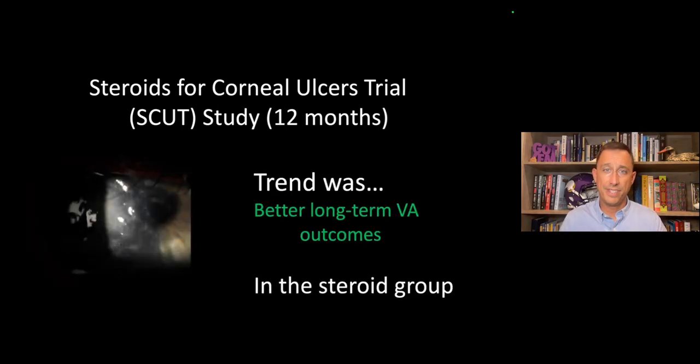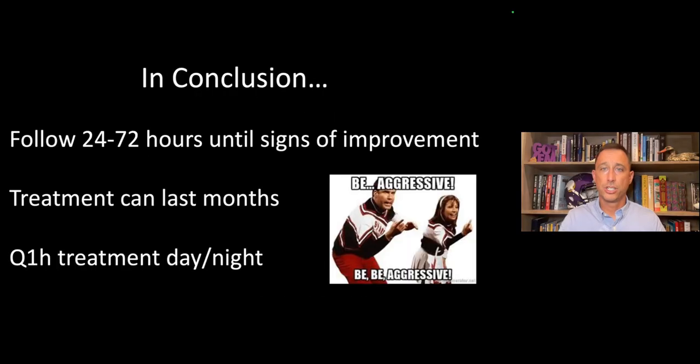We also know in the 12-month data on the SCUT study that the trend was better long-term vision in the steroid group. And so my rule of thumb typically is when I get the ulcer turning the corner, when I see it getting smaller or shrinking, I will start steroid. I typically will wait usually 4 to 7 days before I start a steroid unless it improves significantly within 1 to 2 days. And I keep the SCUT study in mind, realizing that long-term vision is likely going to be better with steroid use. There was one type of bacteria where it actually got worse, and that was Nocardia. That patient we talked about earlier, I probably would avoid adding steroid for that particular patient due to the fact that this study showed that these patients could get worse.